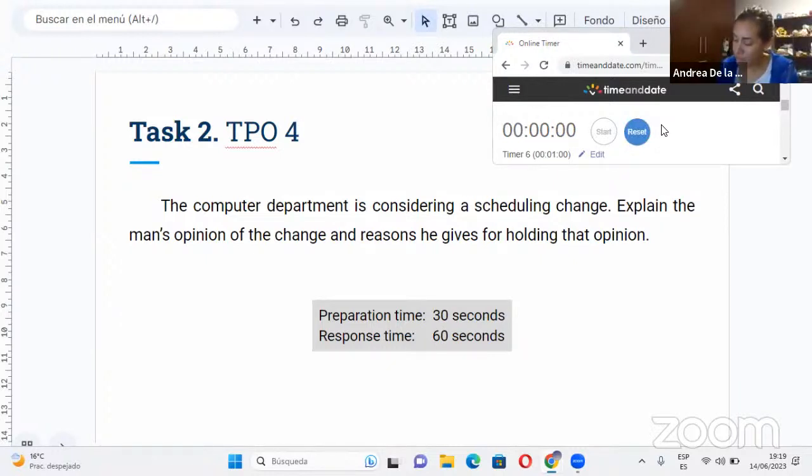Perfect. I loved your response as well. I like the fact that you were able to identify the two reasons. So at night, students have other activities. They won't be able to take the classes at night. And second, they have plenty of space in the laboratory, so they can just buy more computers. Yeah. Great.